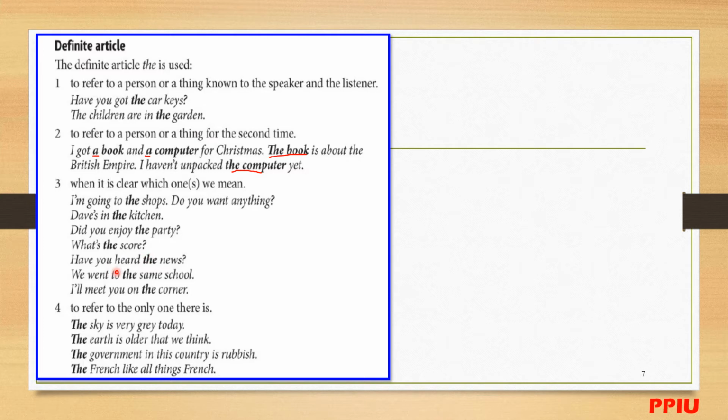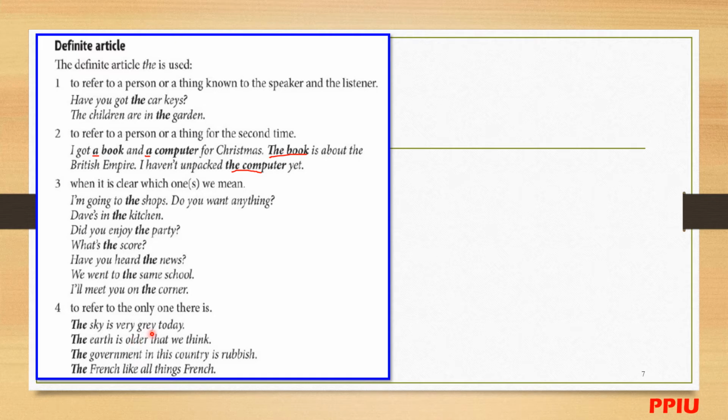Have you heard the news? The news about something in the city, for example. Okay, we went to the same school. I met you on the corner, right? So all of these things just talk about which one we mean. We know it exactly. Number 4, to refer to the only one there is.